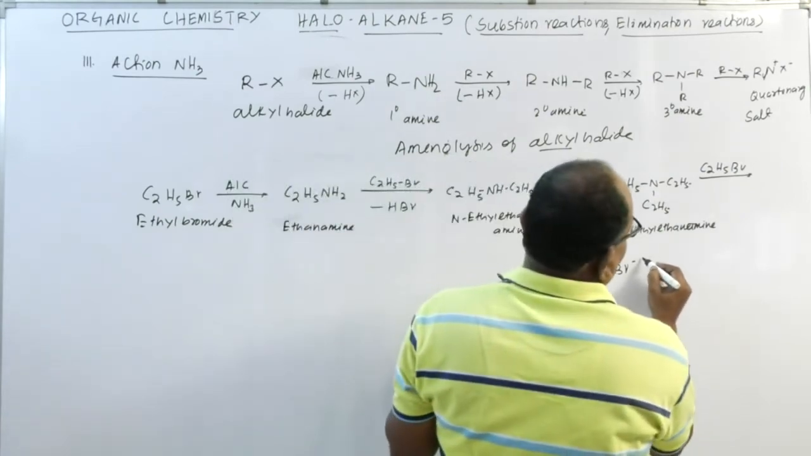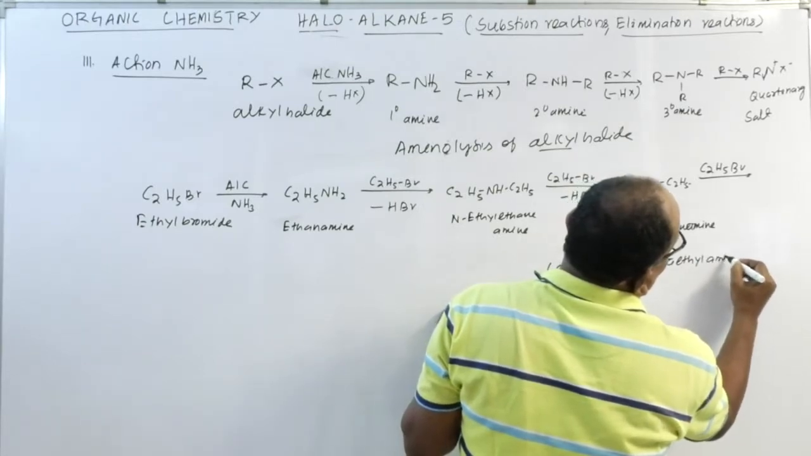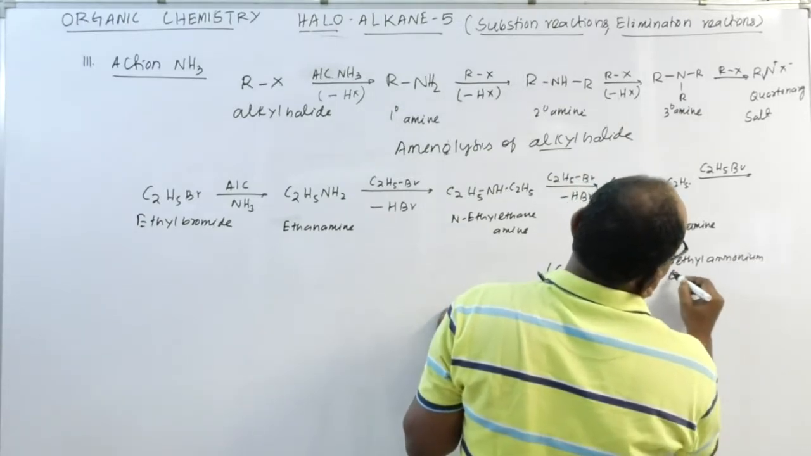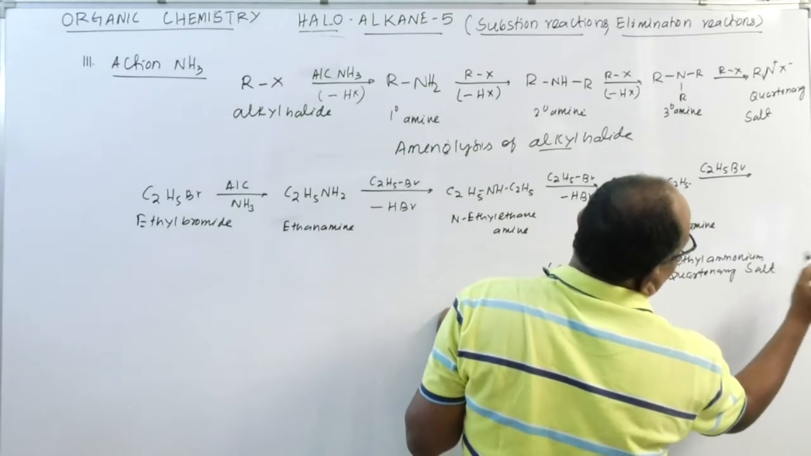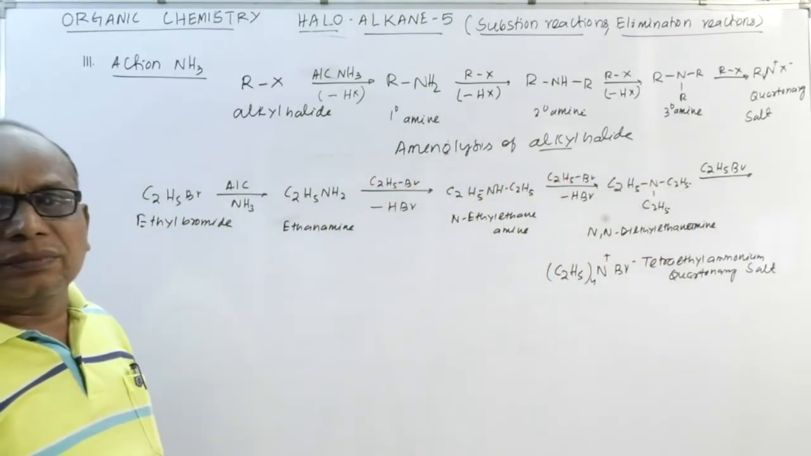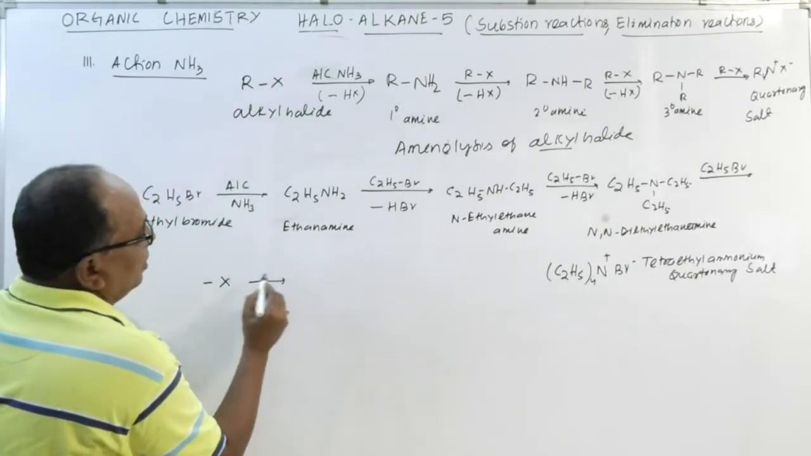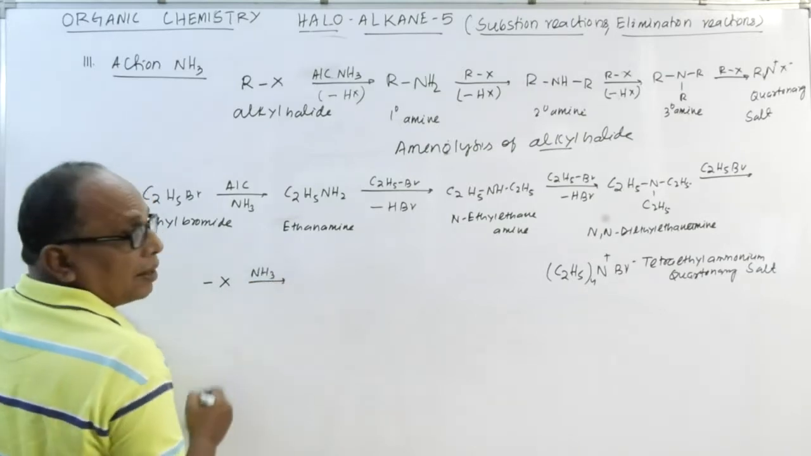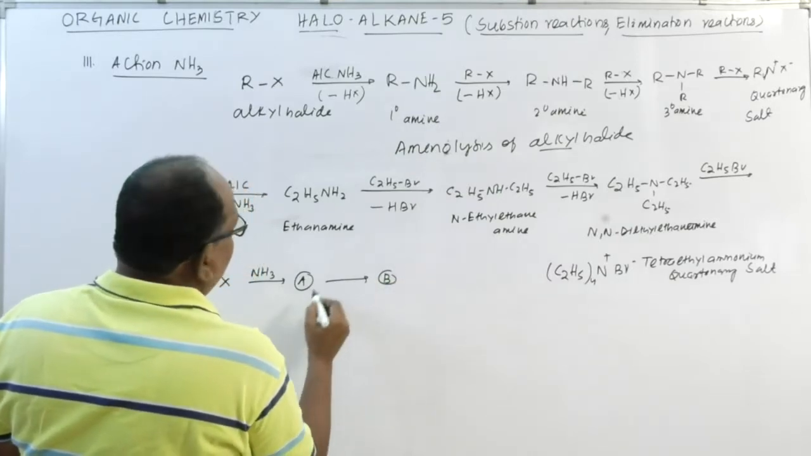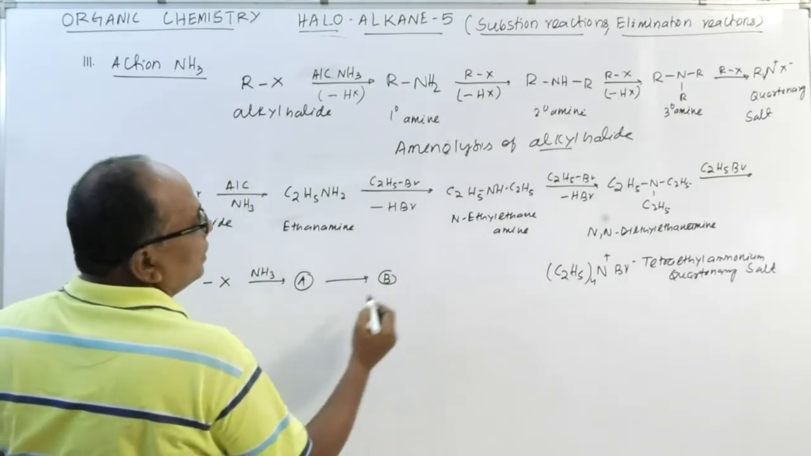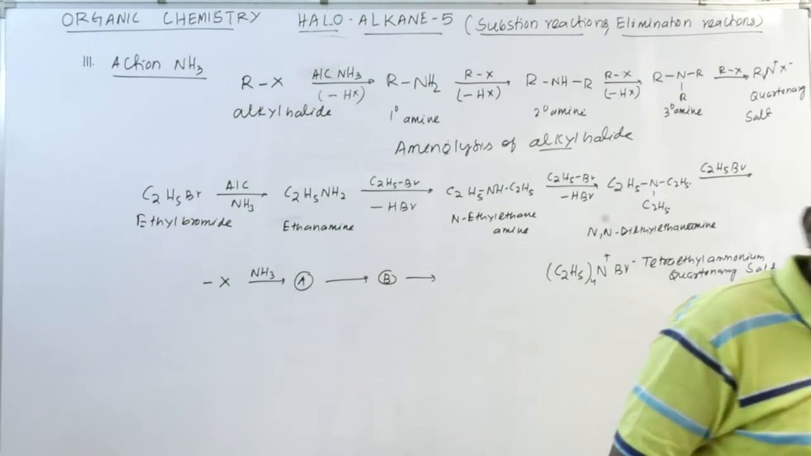This is tetraethylammonium, a quaternary salt. So any alkyl halide, that is RX, can react with an alcoholic solution of ammonia. It gives A, then it gives B, then it reacts with another molecule again to give C, like this. Finally, it forms a stable salt.